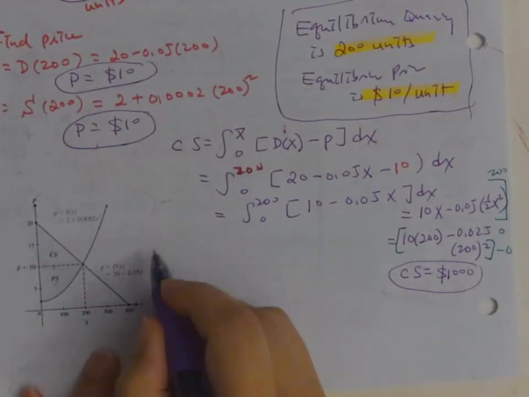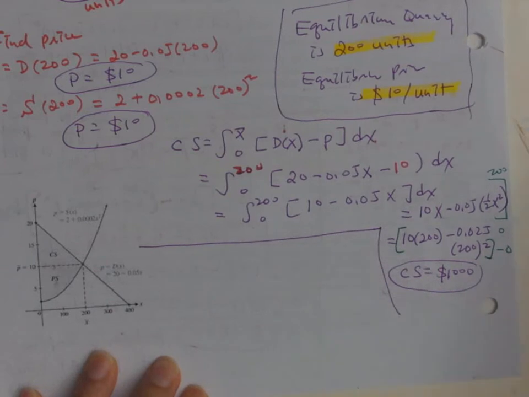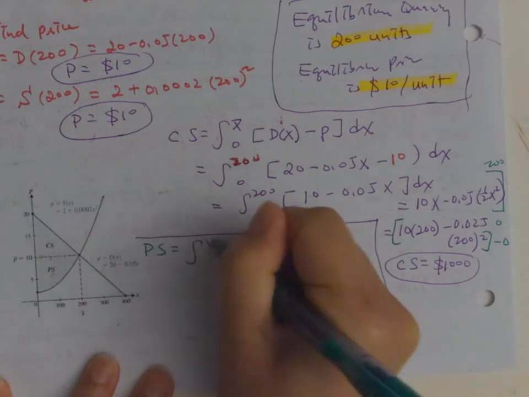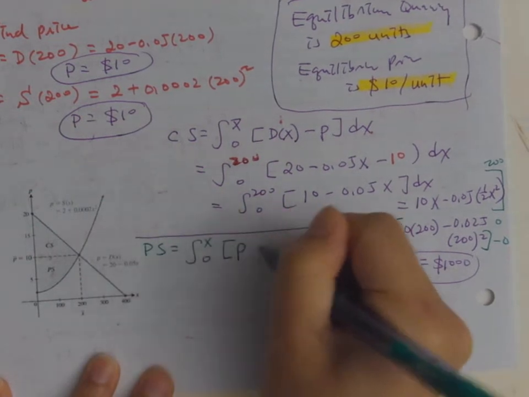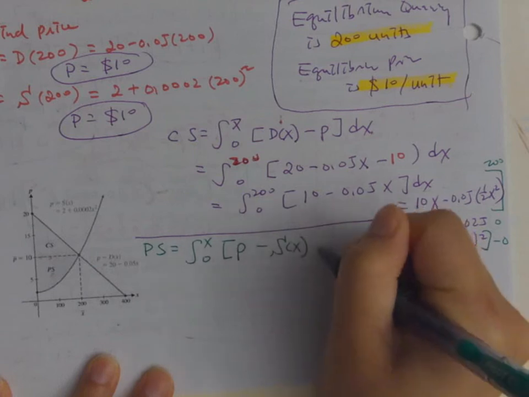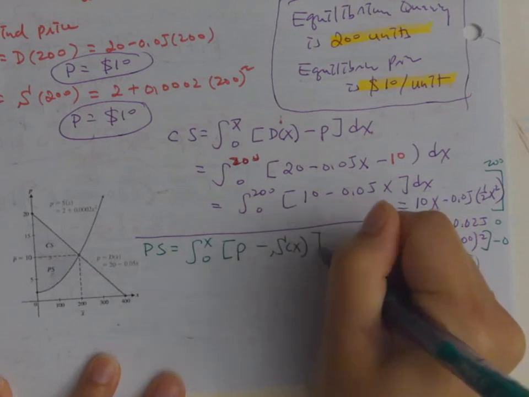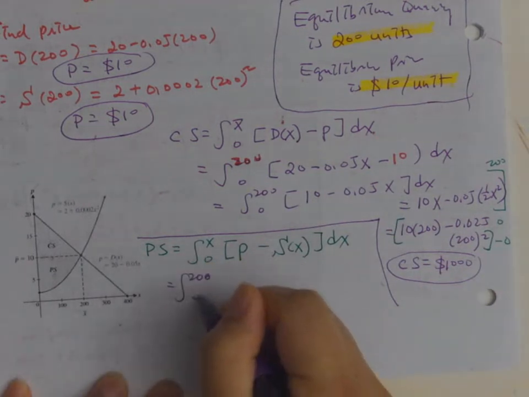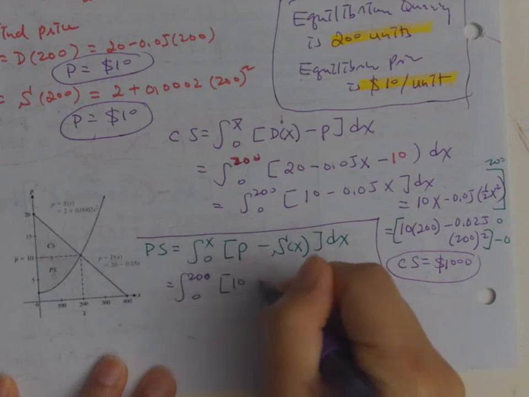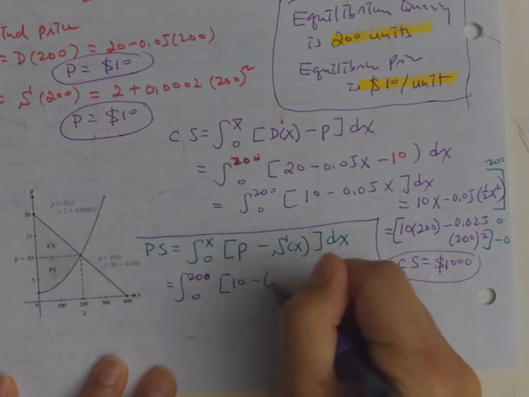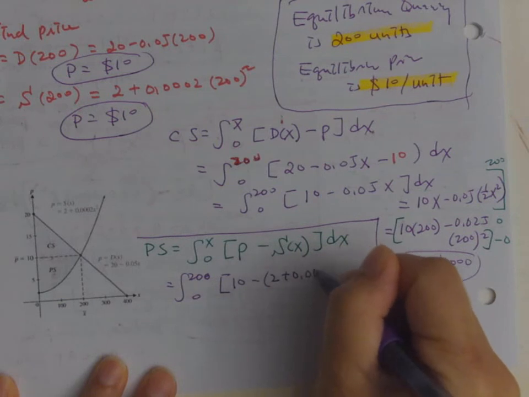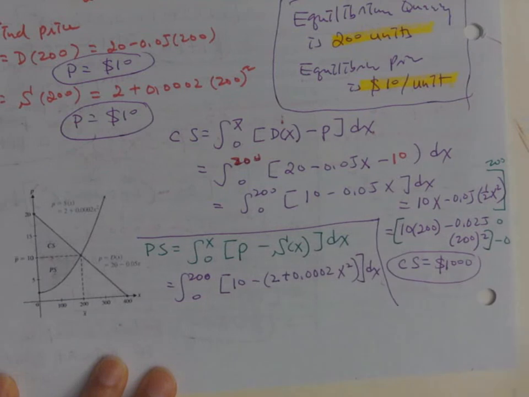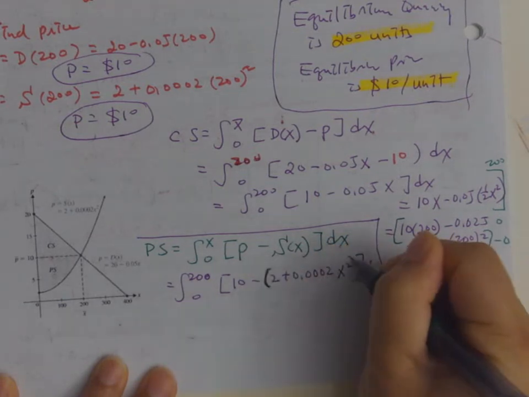Okay, and then we still need to find the producer surplus. The producer surplus formula: x units, 0 here, use your price minus the supply function, dx. So we have 200 units as my upper limit, 0 as the lower one. $10 subtracting the supply function, which is 2 plus 0.0002x squared, the whole thing dx. So just be careful again. This is subtracting both terms.